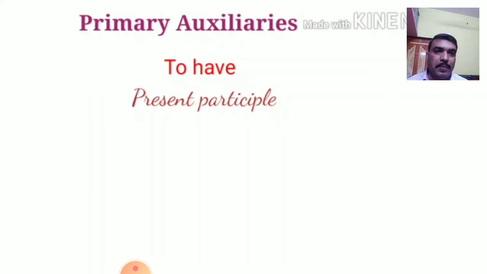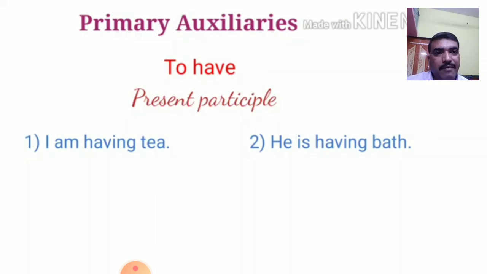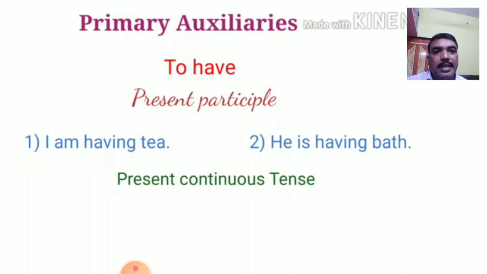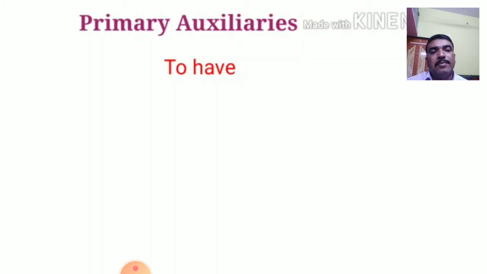To have as present participle, you can see here: I am having tea, he is having a bath. Here the present continuous tense is used. Okay, these are also used as present participle. As in present continuous, they have ing with them, right?